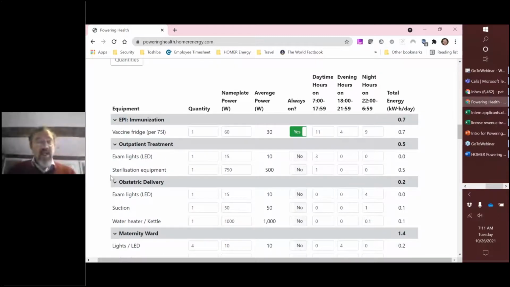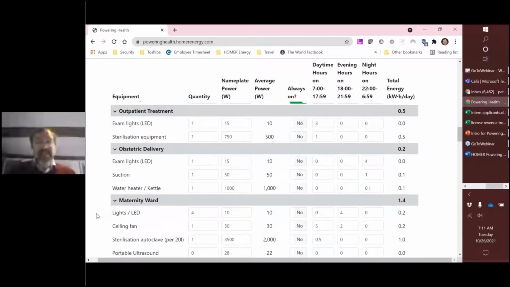We worked with some experts who thought these were good examples. So they're saying, okay, well, that might have 4 lights in the maternity ward. Here's their size and their average power. They don't run all the time. And we broke the day into 3 time periods. You know, Homer Pro wants a 24-hour load, but we simplified it here.